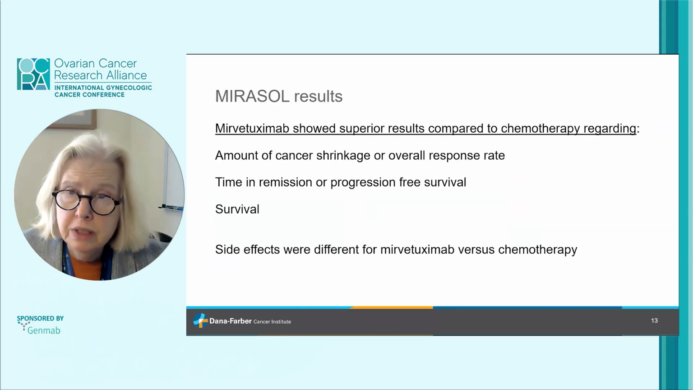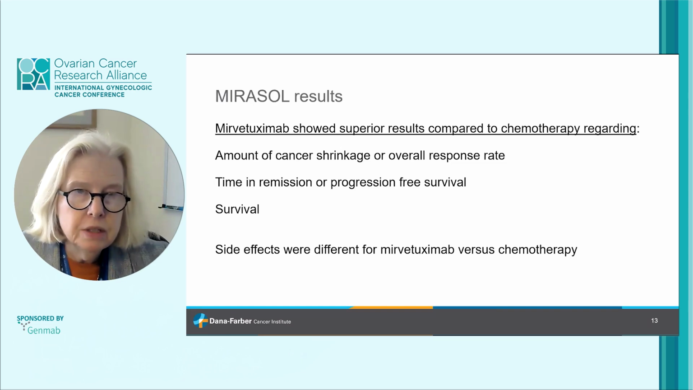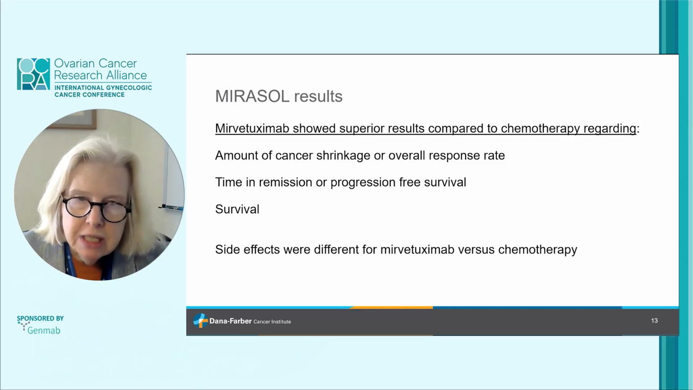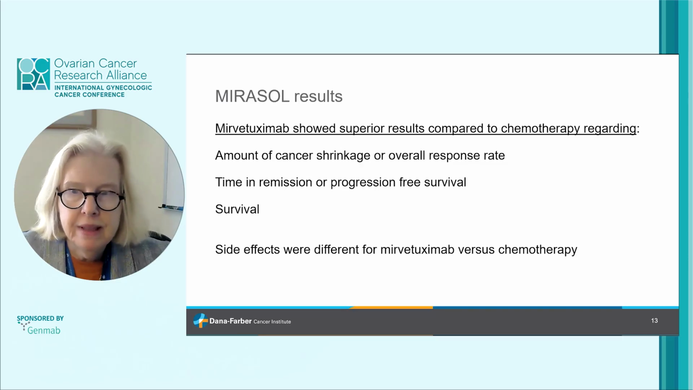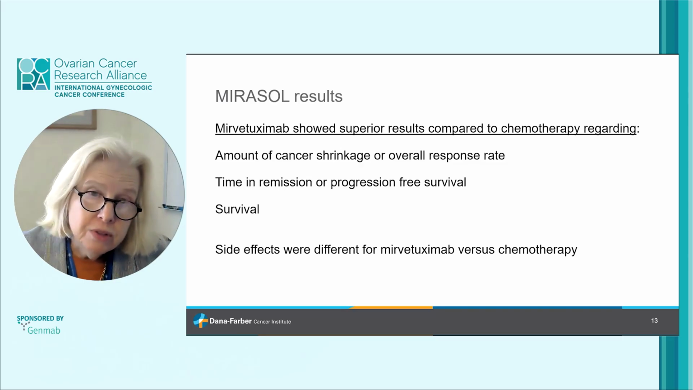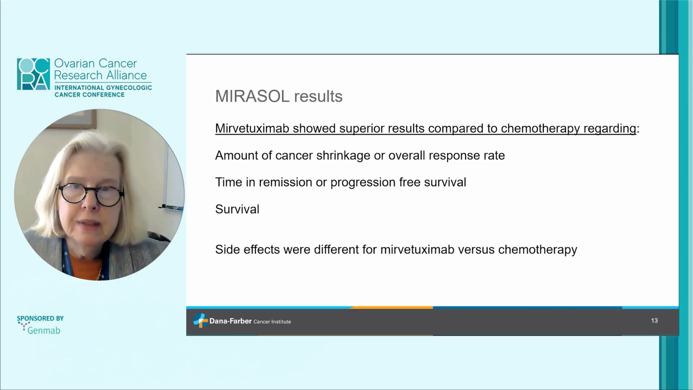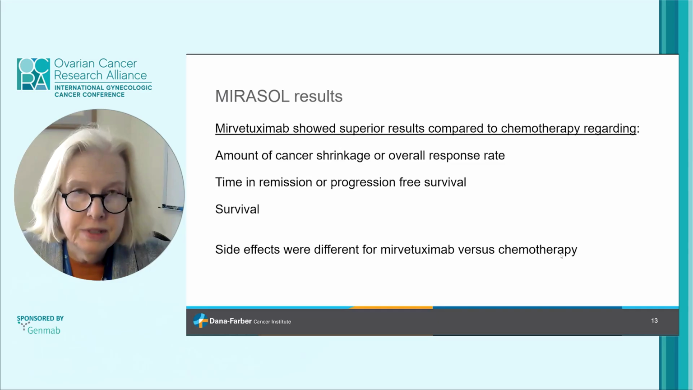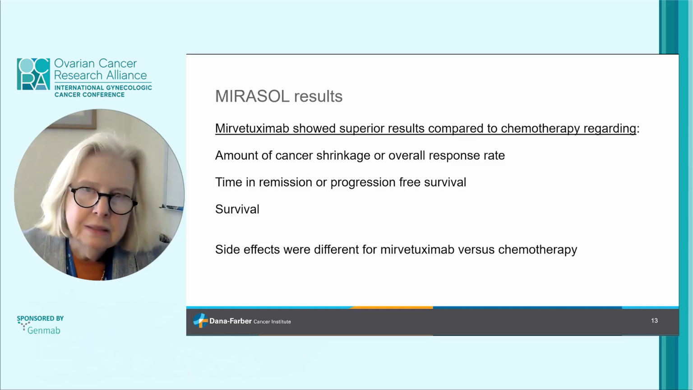So these results really showed that mirvetuximab had superior results compared to chemotherapy regarding the amount of cancer shrinkage or overall response rate, the time in remission or progression-free survival, that's the other name for that, and then overall survival. So women lived longer if they got mirvetuximab compared to single-agent chemotherapy. The side effects were different. So I've already mentioned the side effects of mirvetuximab are mainly eye toxicities. That really doesn't happen with chemotherapy. And then neuropathy and some GI side effects.